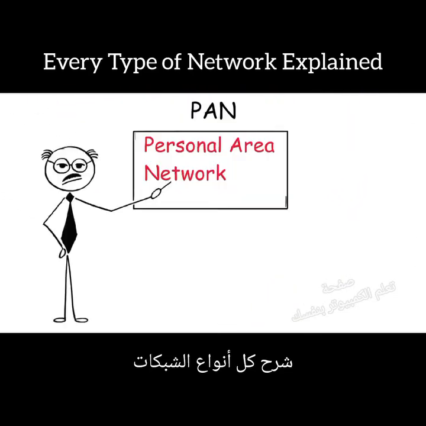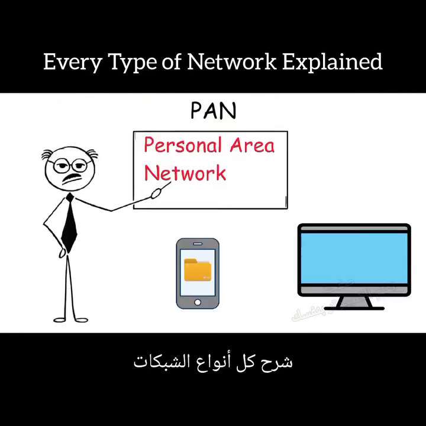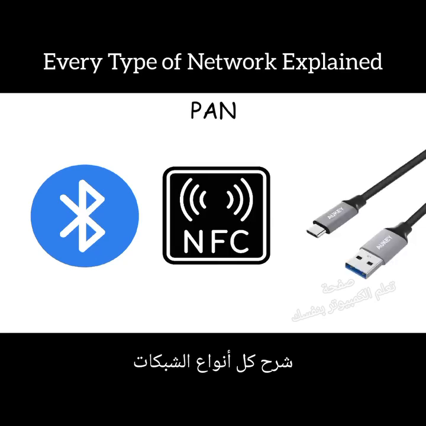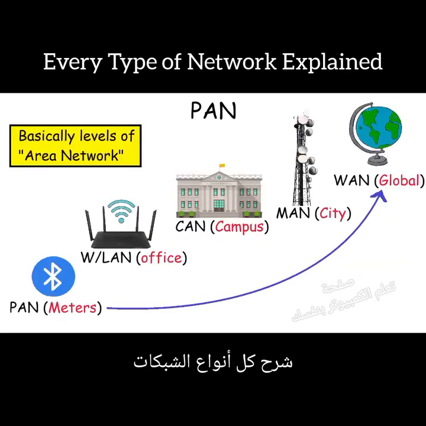PAN. A personal area network, or PAN, is a network that connects devices within a very short range, typically only a few meters, using wireless technologies like Bluetooth, NFC, and also a physical connection like a USB cable. And just so you know, since most network types are categorized by their area of coverage, PAN is definitely the smallest type due to how it's used.